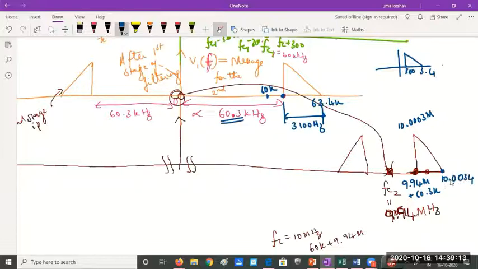10.0034 mega, right? Ma'am, it must be 63.7K. Why 63.7? Till the first point, the distance is 60.3. From there, we have to add 3.4K. No, from 60, you should add 3.4K, not from 60.3. See, from 60 is this point.